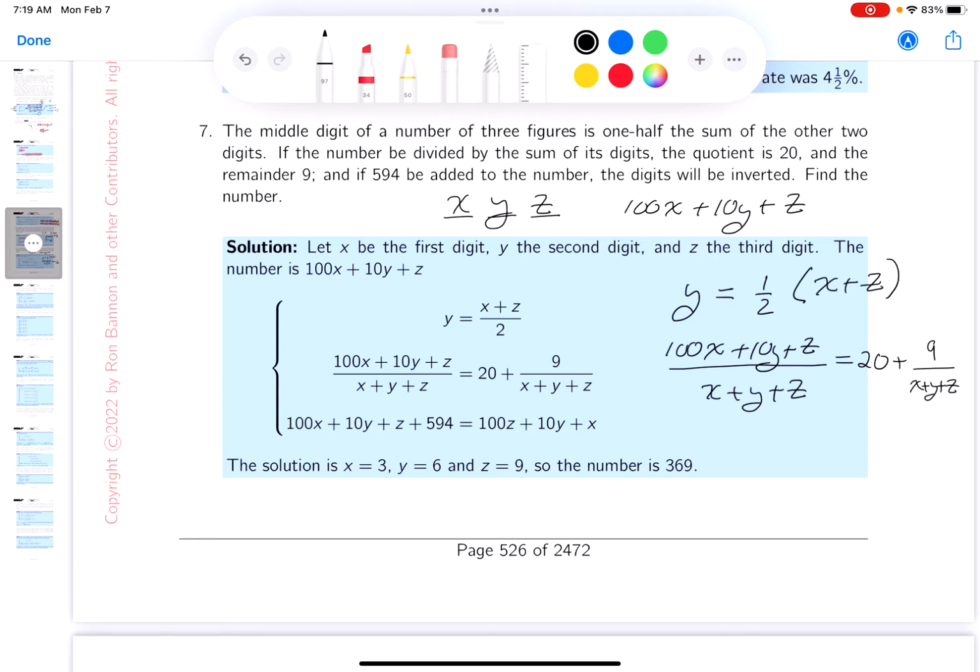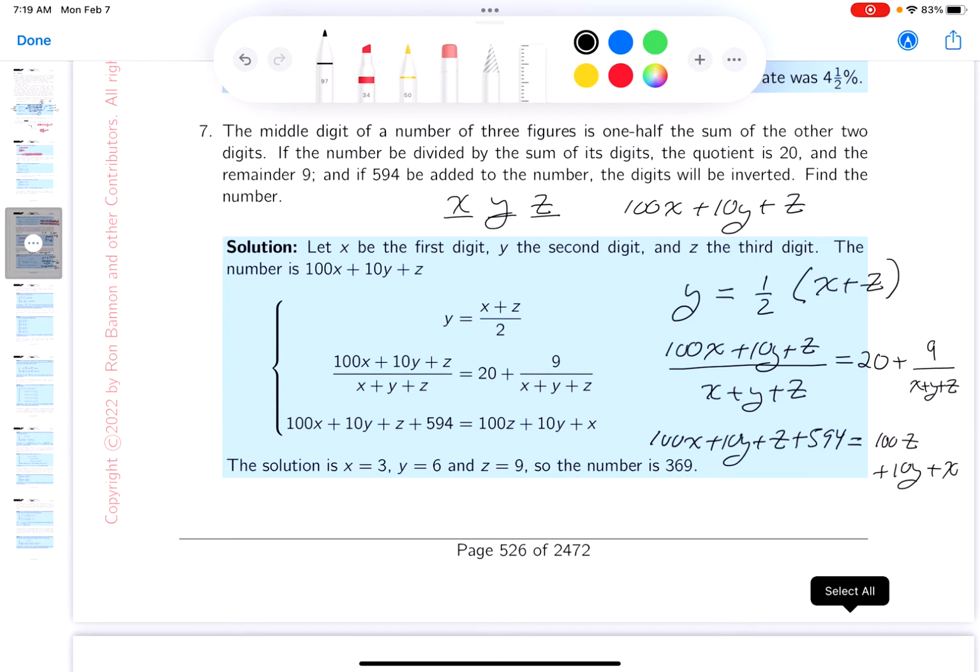And they said if 594 is added to the number, well, I'll write that down, 100x plus 10y plus z, and I'm going to add 594 to the number. What did they say? The number would be inverted. What does that mean? The digits would be reversed. So it would be 100z plus 10y plus x.